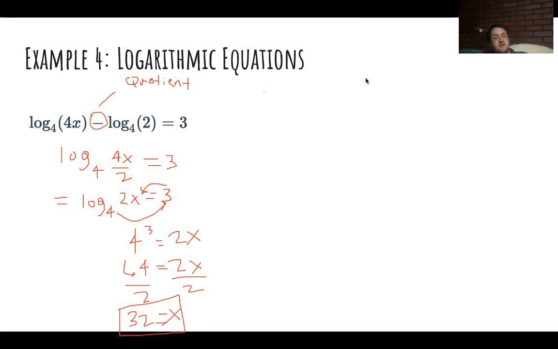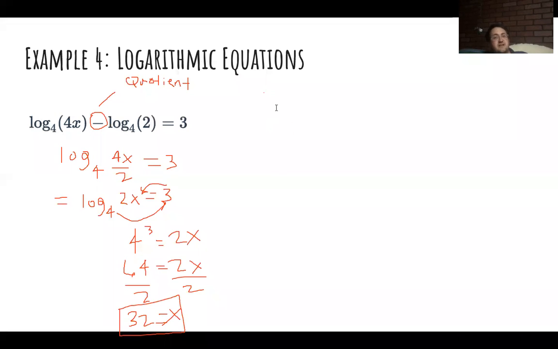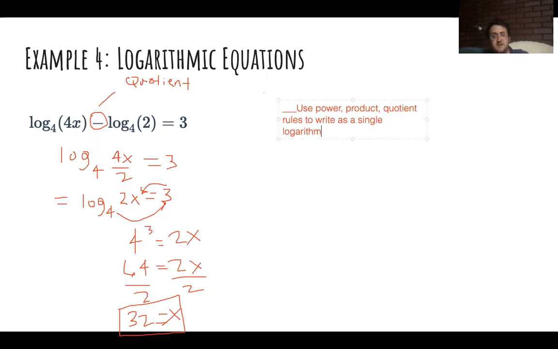So overall, for these logarithmic equations, you want to use the power, product, and quotient rules, write as a single logarithm, and convert to exponential form. And then after that, just solve for x. And that is how you solve a logarithmic equation.